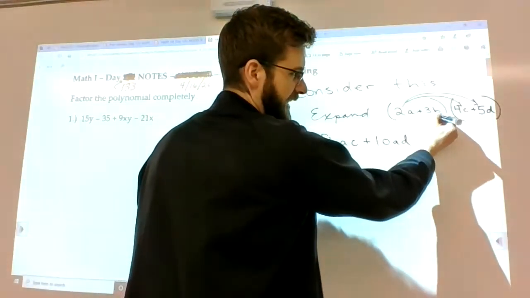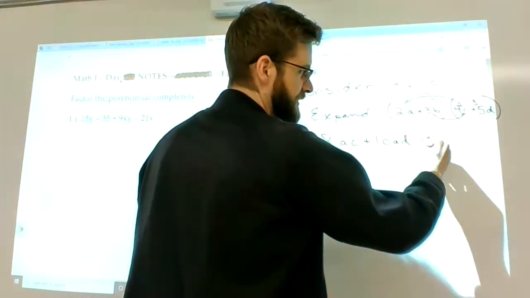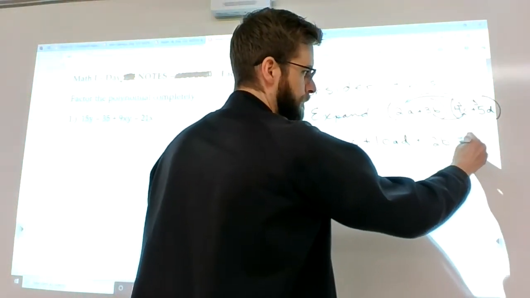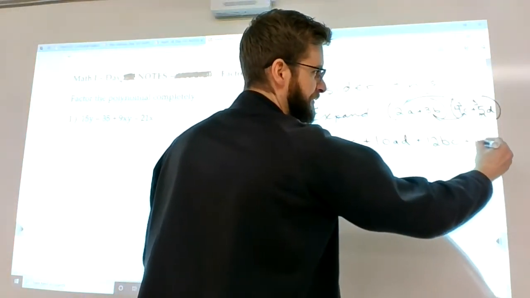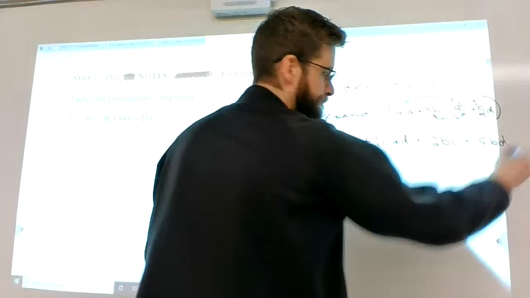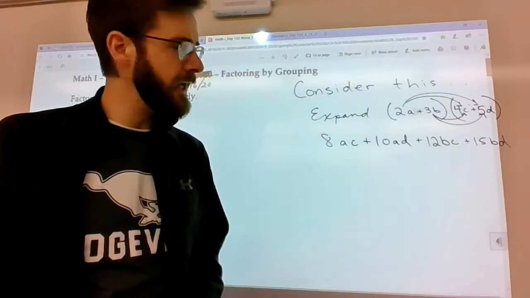Then you're going to take the second times everything in the second group. 3b times 4c would be 12bc. And then 3b times 5d is plus 15bd. Now this seems pretty random right now, but trust me, it'll come into play.